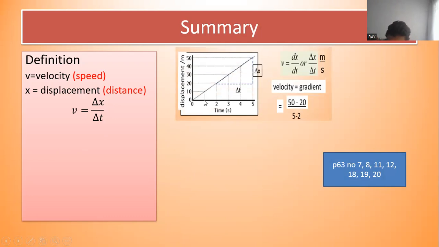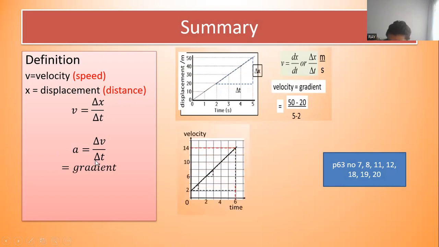Okay, so if you have a displacement time graph, always remember that when you divide x over time, it is the gradient. Velocity is the gradient. Then we define acceleration as a change in velocity over change in time. So also the same thing, the velocity time graph is the gradient. This is your delta V, and this is the time taken for the change.